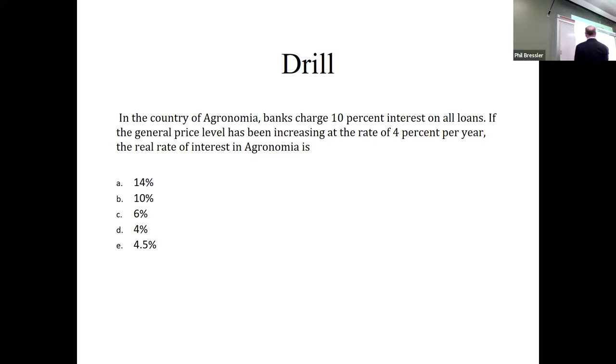All right. So the formula is nominal. And by the way, for Friday's multiple choice, if you know this formula, you get a couple easy ones like this. Nominal equals real plus inflation. What the banks charge is nominal. That's 10%. Real is what we're trying to find out. Price level has been increasing. That's inflation at 4. So the real is 6. Okay?